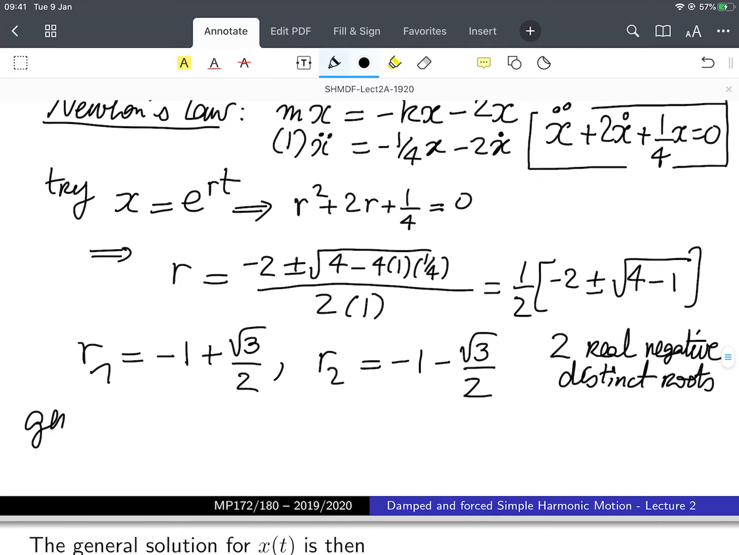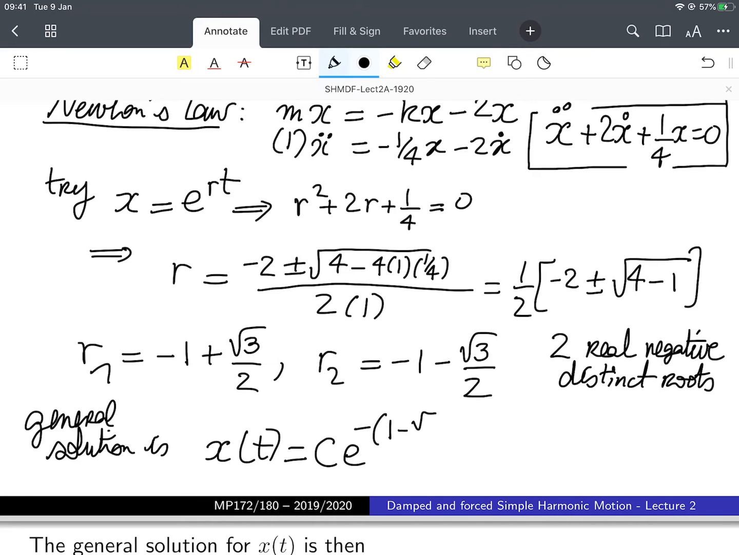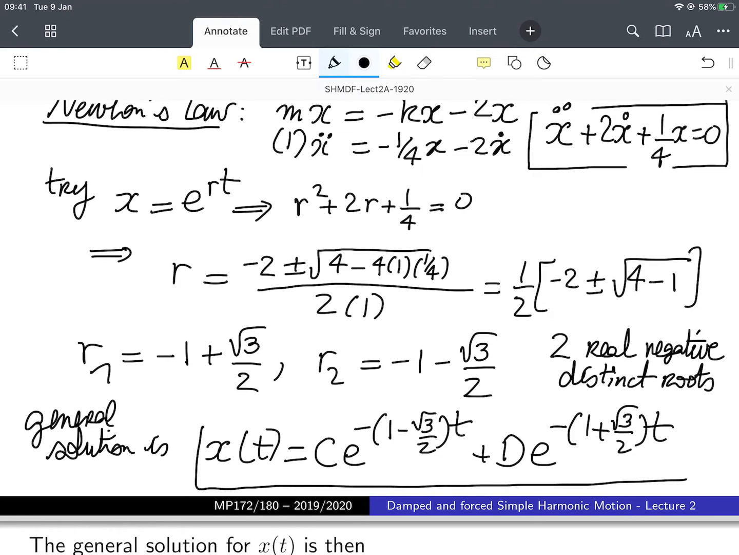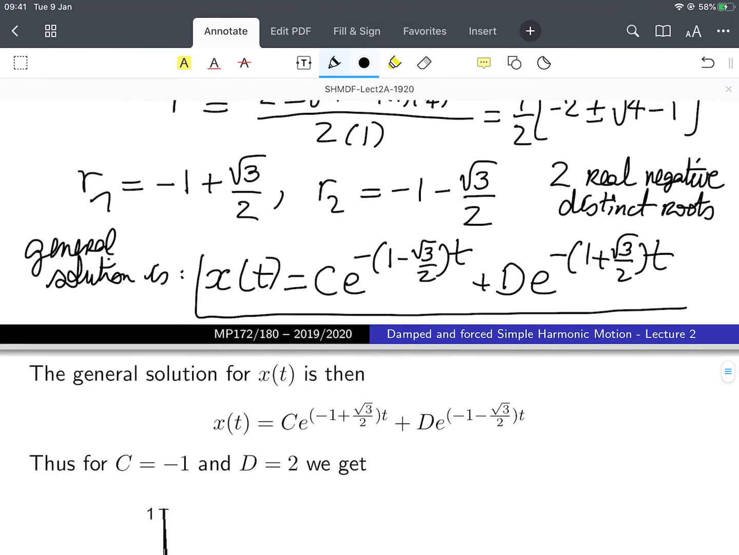The general solution is x of t equals c exponential R1 t, plus d exponential R2 t, and I'm in the case of overdamping.